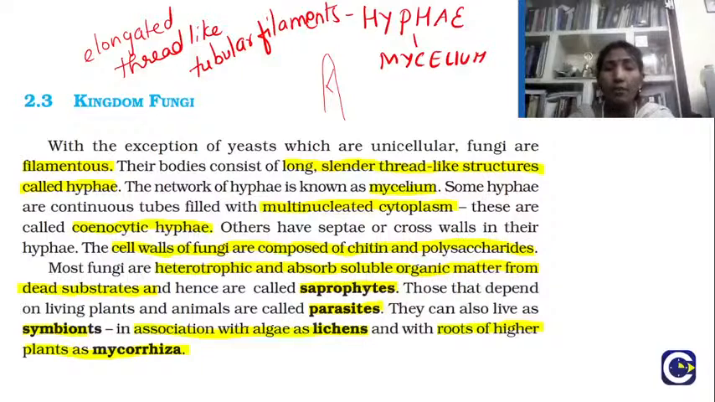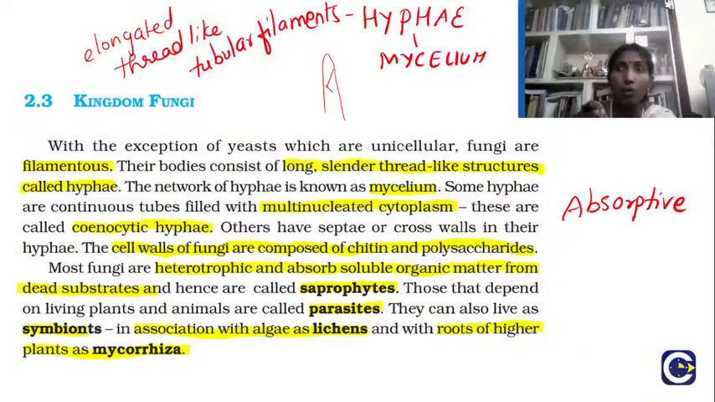Okay, so mostly fungi are heterotrophic. As I already said, they have absorptive nutrition. They absorb soluble organic matter from dead substrate. This is possible because they have enzymes. The fungi first release enzymes, and the enzymes slowly go and absorb everything in the host. That which does this, we call saprophytes. Mostly if it stays on dead matter, we call that saprophytes.